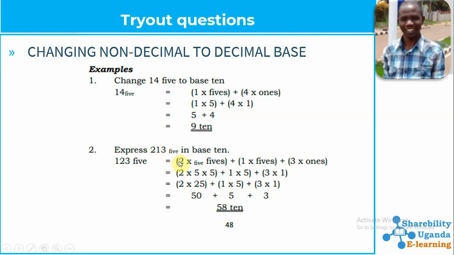So we shall say our 2 times our 25, then our 1 times our 5, then our 3 times our 1s. So 5 times 5 is 25, and 1 times our 5 is 5, then 3 times our 1 is 3. So now we add our totals. When we say 2 times 25, we get 50, then 5, then 3, so we get our 58 in base ten.